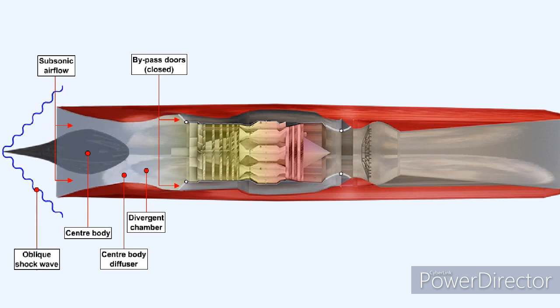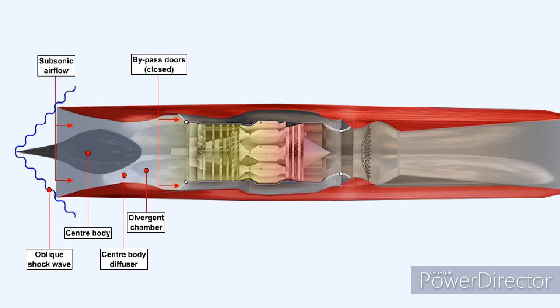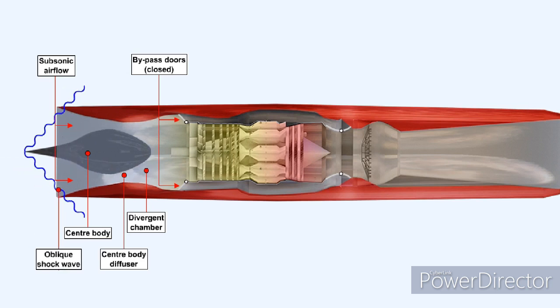It will be extended as the aircraft flies faster and retracted as it slows down. This design is suited to sustained supersonic flight and was used on the SR-71 Blackbird aircraft.